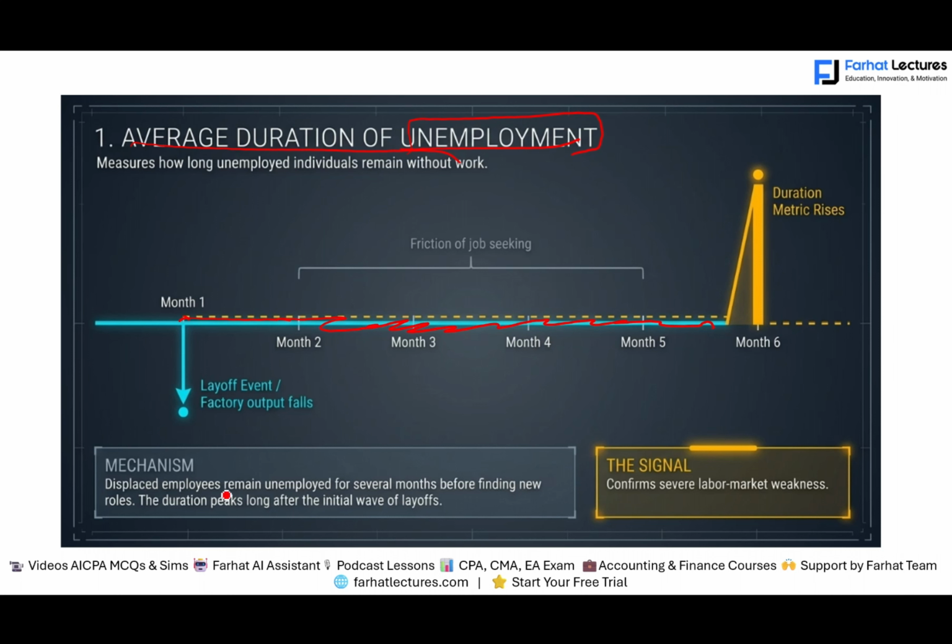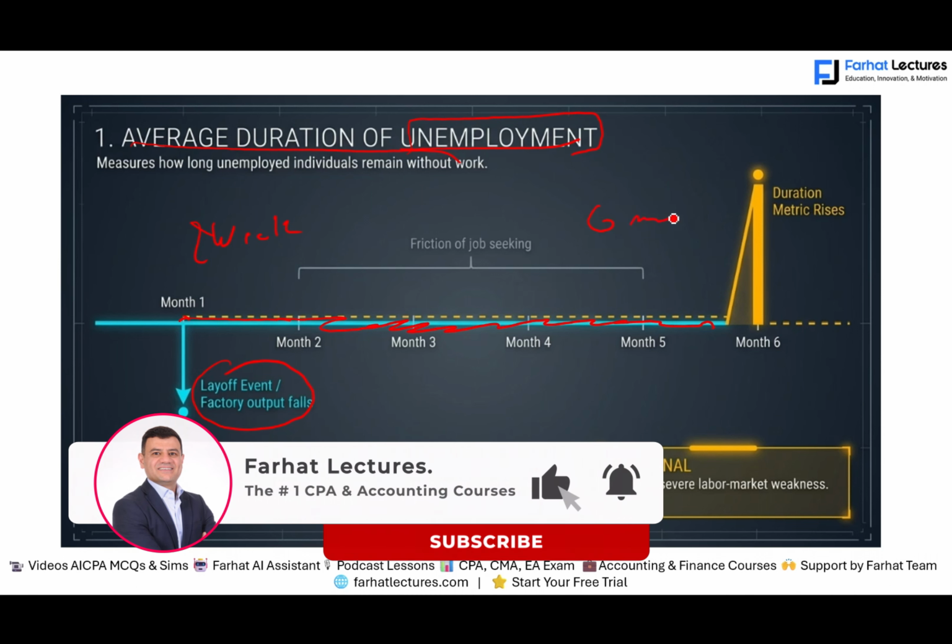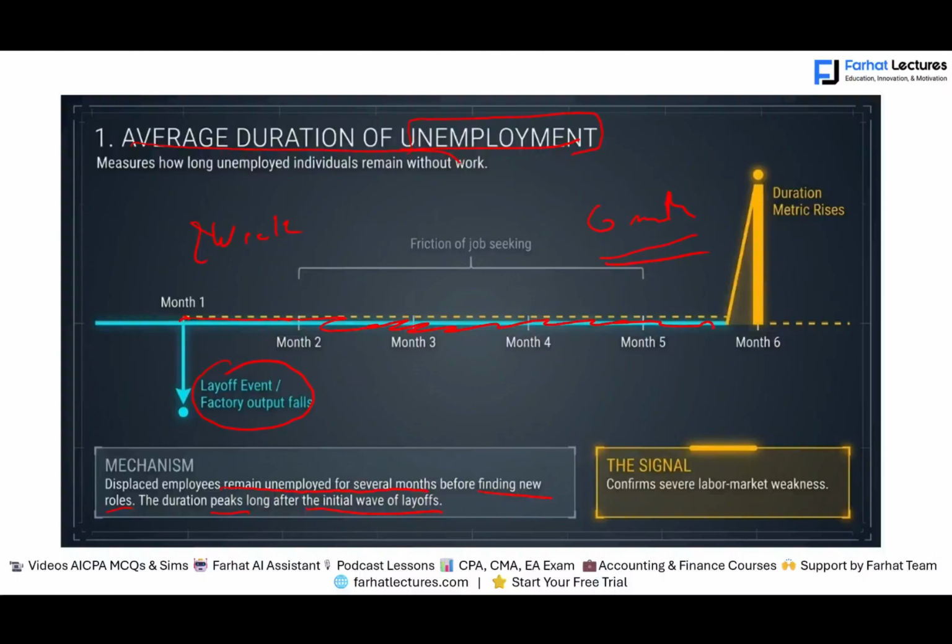So, displaced employees remain unemployed for several months before finding new roles. The duration peaks long after the initial wave of layoffs. So, after you get the initial layoff, we're counting how long it's taking on average to find a job. And the longer that duration, the worse off we are, and the more we confirm that we are in real weakness, which is why it's a lagging indicator, or we are not. We are going through an expansion if the average duration is 2 weeks versus 6 months. It makes a difference. So the longer, the weaker we are, and it confirms what's happening in the economy.